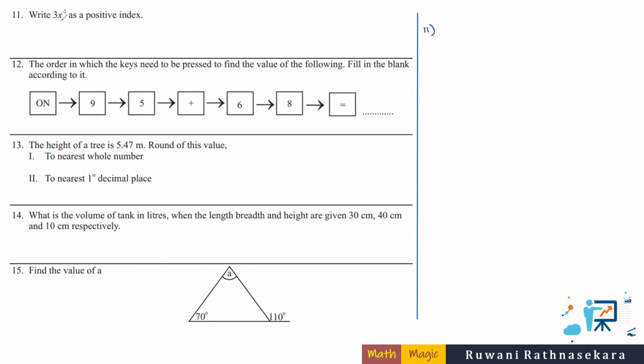The 11th question is to write, I will solve this separately, 3 into x to the power minus 2 with positive indices. Right, the only part with a negative index is x to the power minus 2. Once you take the reciprocal form, that means if you take it down, the index will turn into a positive. Therefore, it should be 3 already. 3 is already with the positive index, which is 3 to the power 1. Once you take x to the power minus 2 down, it will turn into x to the power plus 2.